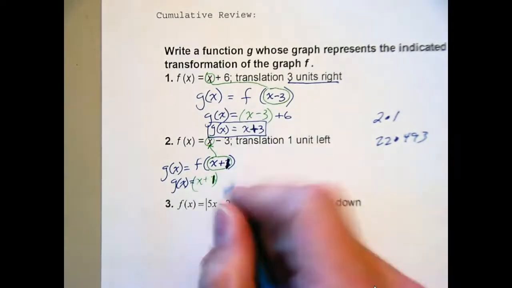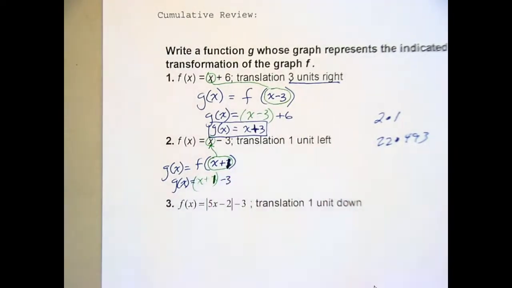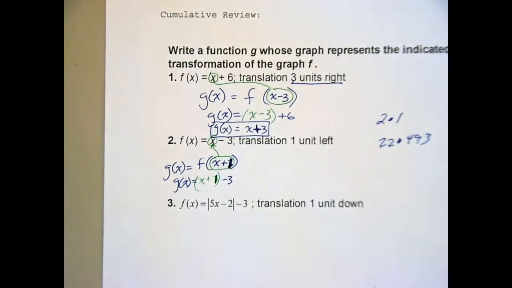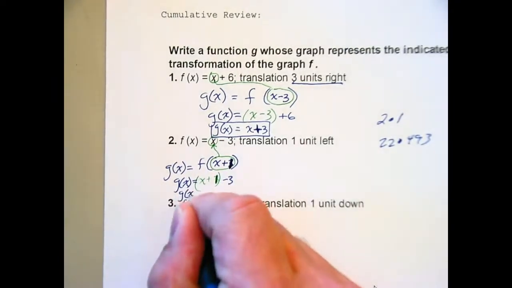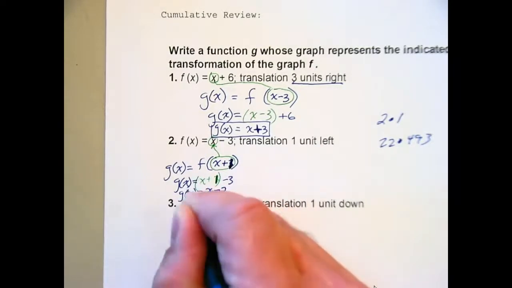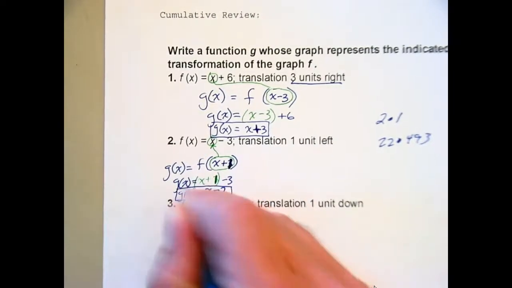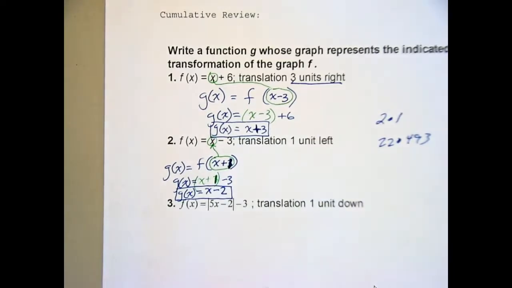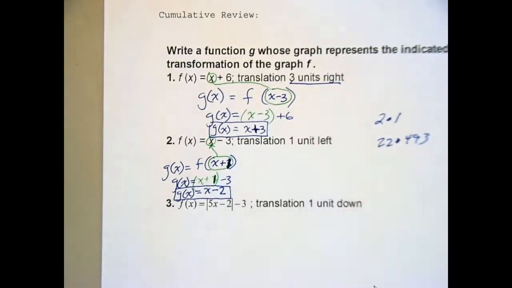And then we add 3, or subtract 3 to that. So we end up with g of x equals x plus minus 2. All right. How many got that one? Hopefully you did better than I did. Good job. All right, translation, 1 down.